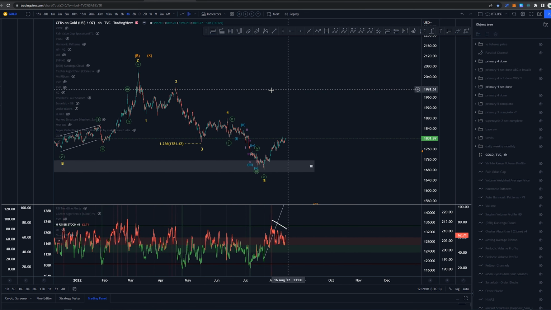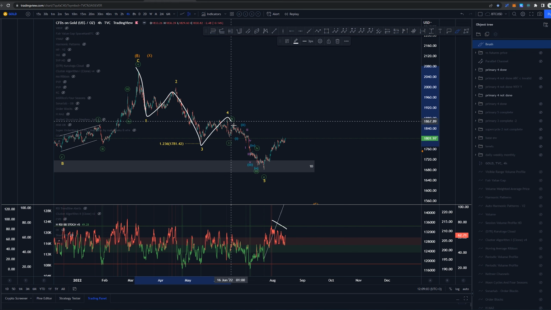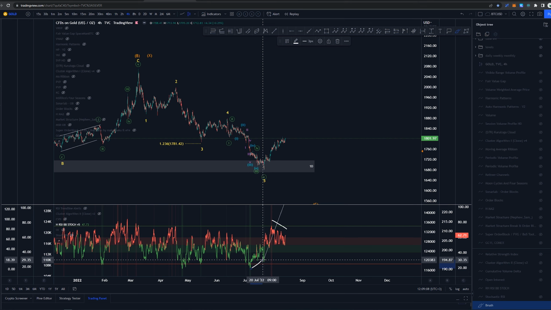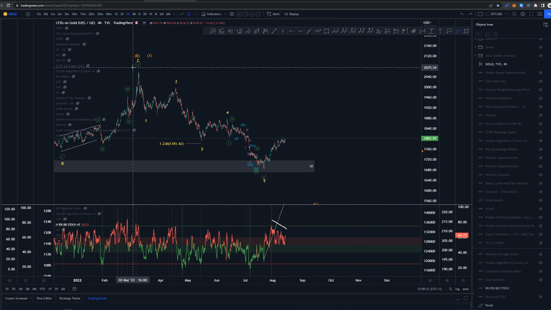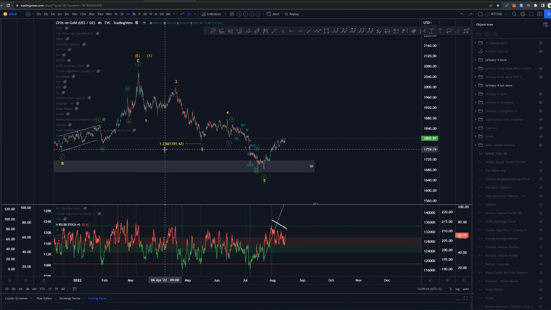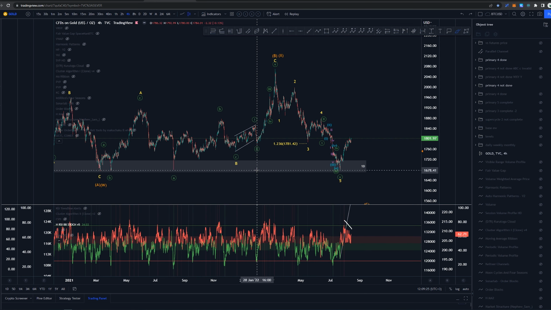Then we had this idea in which we had this as a 1, 2, 3, 4, and 5 completed. We did have that divergence here between the thirds and fifths, so that would make sense. However, what I don't like about this is, again, the extension here on the third is very small, right around the 1.236, which is definitely not typical for this kind of correction. Now overall, we did not even take out the previous lows here, so this count is a bit sus overall.